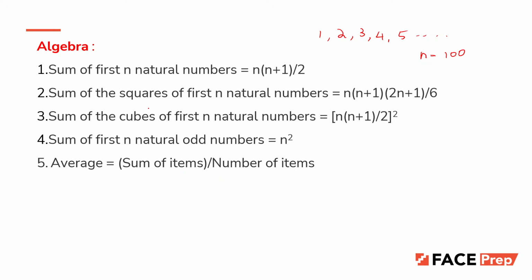So these are the other formulas which you have to remember from algebra, which may help you for your exam, right? And the next part, just remember the formulas which we have learned: sum of the first n numbers, sum of squares, sum of cubes, sum of the first n natural odd numbers, and the other one is averages, right?